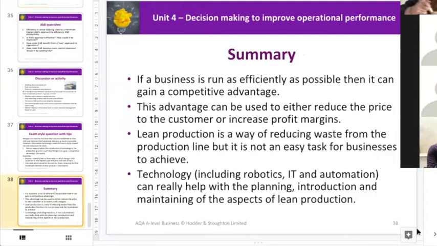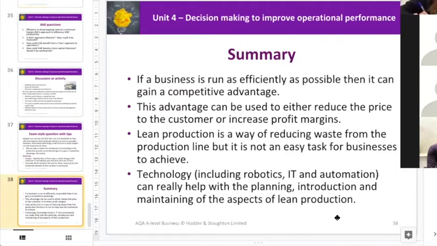Rhythm, can you read out the first 2 points? Yes. Summary. If a business is run as efficiently as possible, then it can gain a competitive advantage. This advantage can be used to either reduce the price to the customer or increase profit margins.